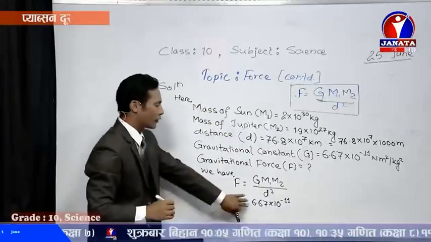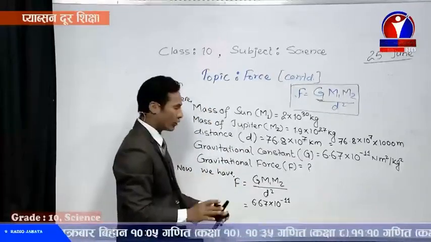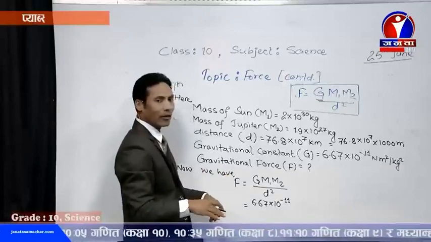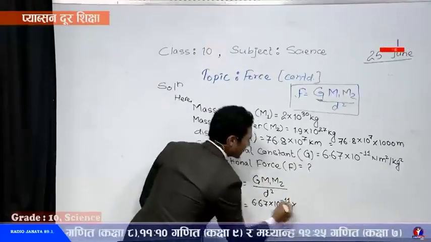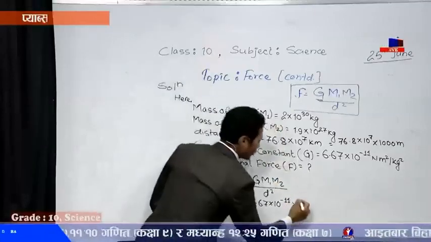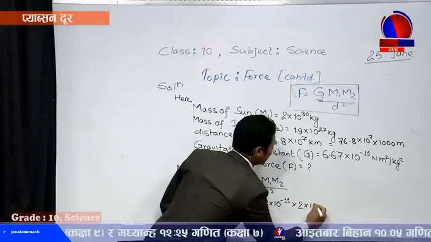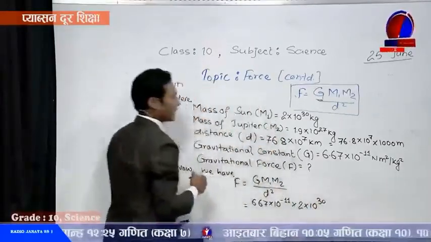This is the value of G. The unit, no need to write down. If you want to write it down, no problem, you can, but better not to. And this M1 is there. M1 is 2 into 10 to the power 30 kg, right?